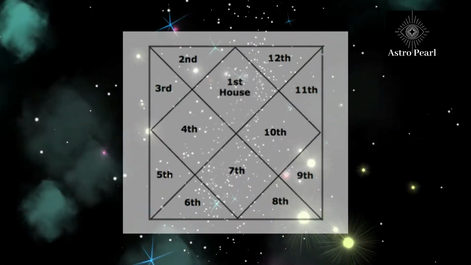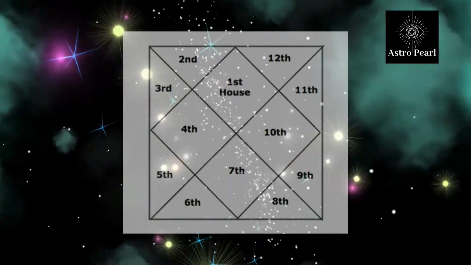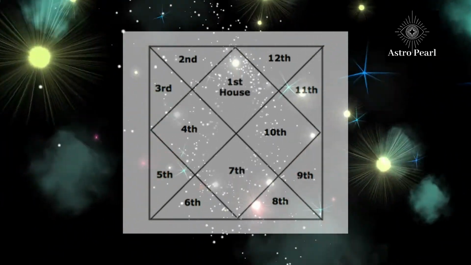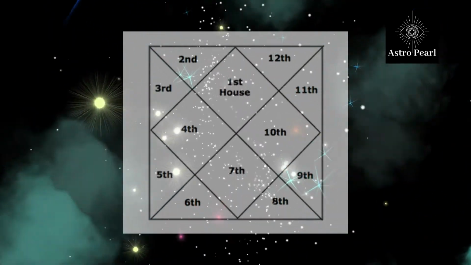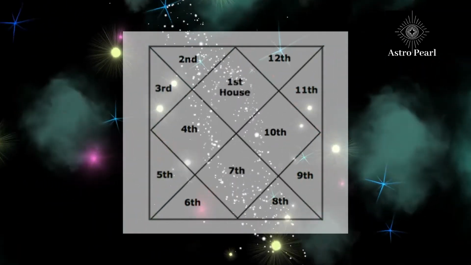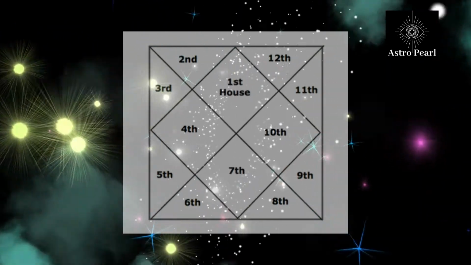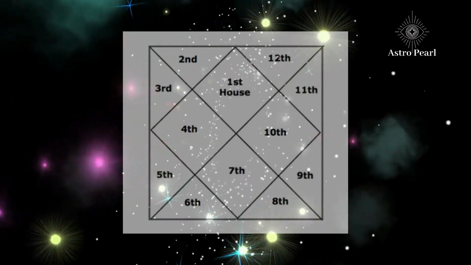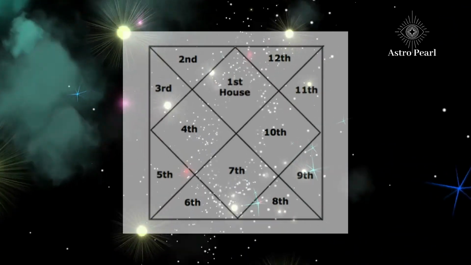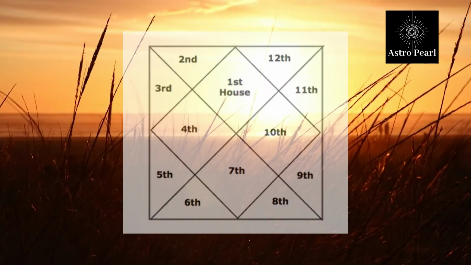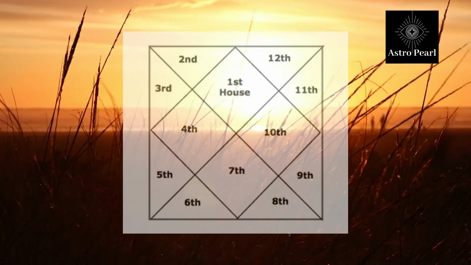Fifth house represents spirituality, the karma that we have carried from our past life. Sixth house represents enemies, our service life. 7th house represents marriage, partnerships. 8th house represents transformation, death. It is a spiritual house. 9th house represents our higher education and even our parents, especially our father.